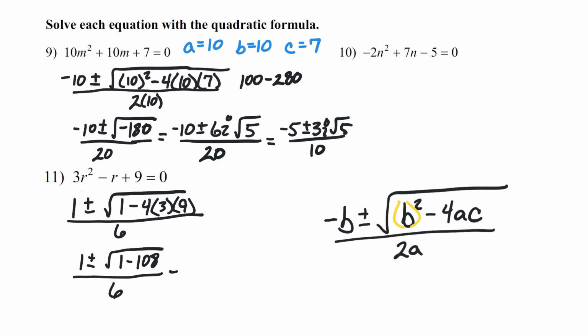So here's another imaginary solution. We're about to take the square root of a negative number. The discriminant is negative 107. So 107 is a prime number. So all I can kick out is the i. 1 plus and minus i square root 107 over 6.